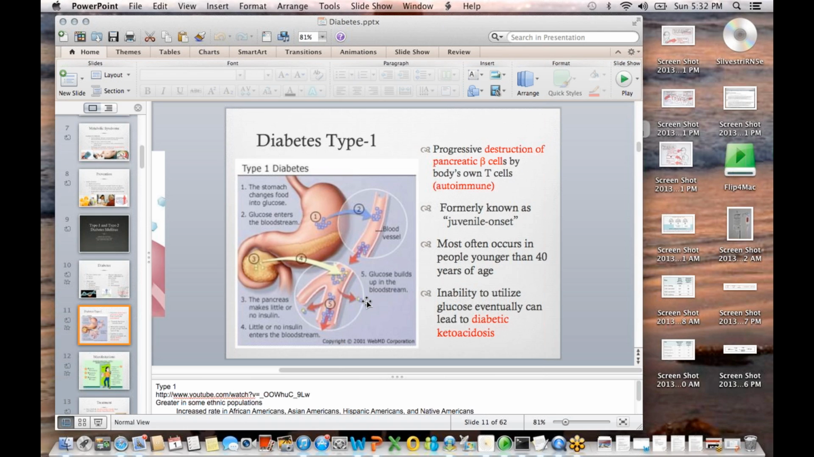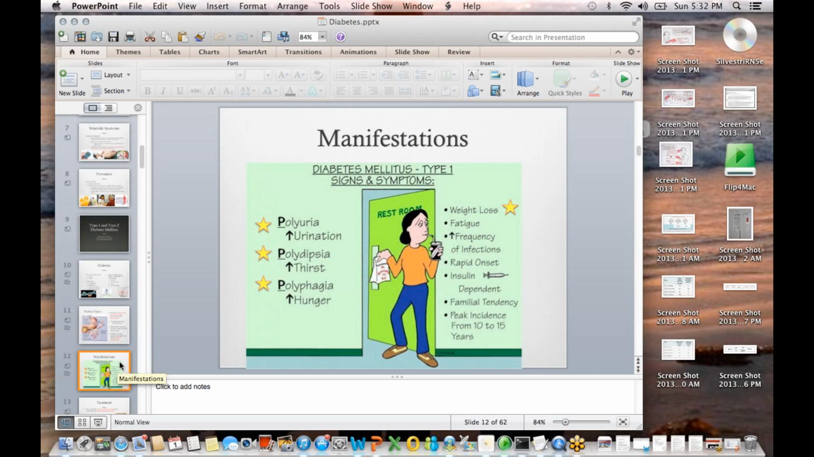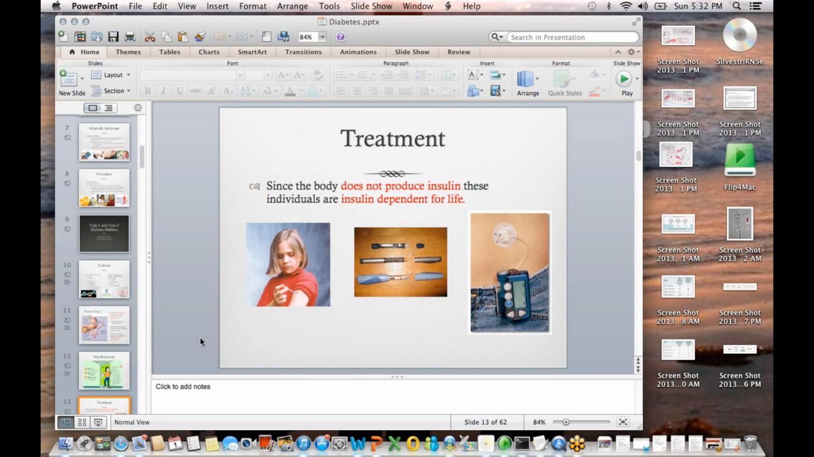So type 1 here, we have B cell destruction, which is the autoimmune, usually juvenile onset. These patients with type 1 start seeing signs and symptoms once their body has stopped producing at least like 90% of the insulin. When they stop producing insulin, they can end up having diabetic ketoacidosis. They start trying to break down fat and energy from other sources, and just understand that as generally associated with type 1.